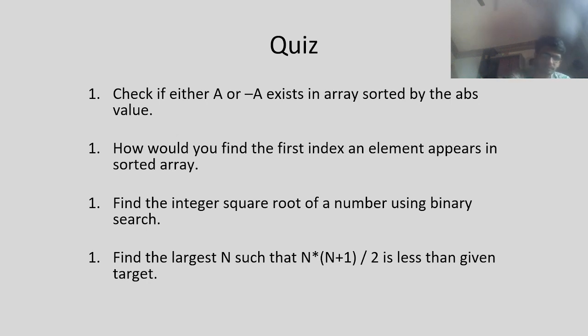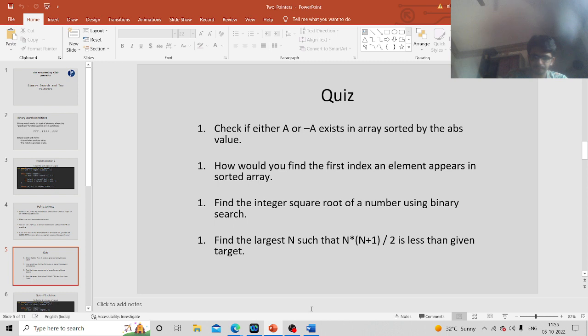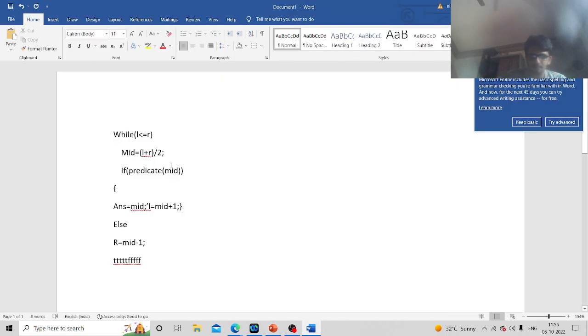Okay, so given this implementation, how would you do that? Can you tell me the exact logic? What would you write in if? Absolute value of mid, no? So if absolute value of mid is equal to A, then answer is equal to A, right? And we simply break.